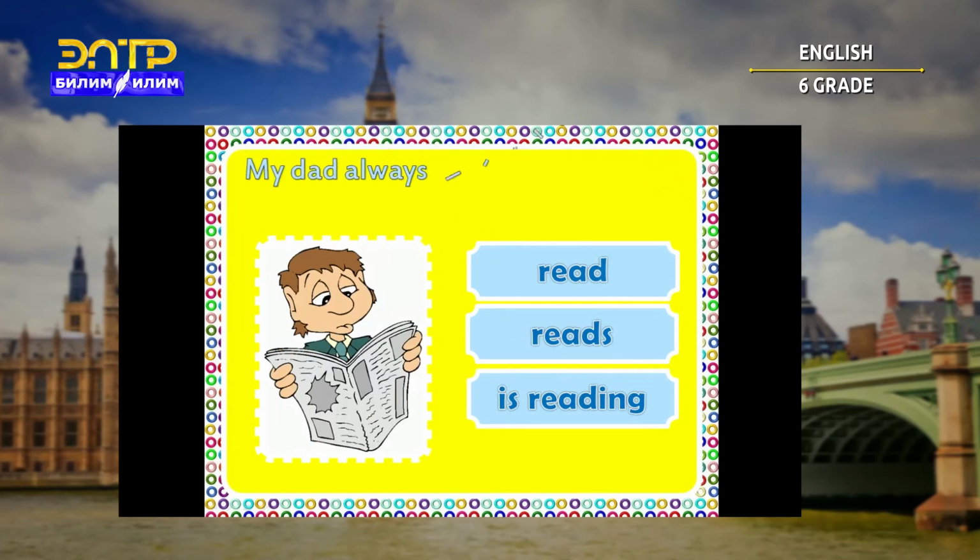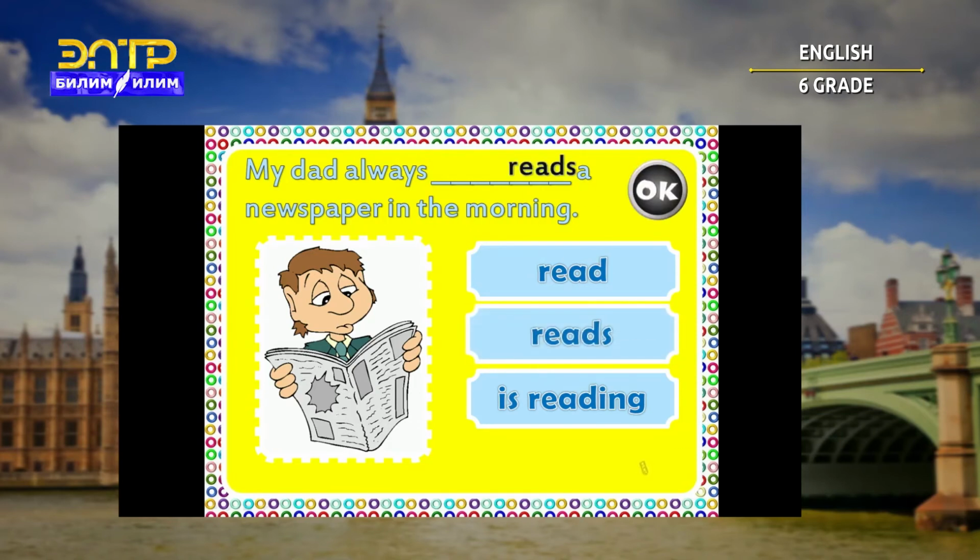Now, what about this sentence? My dad always reads, is reading a newspaper in the morning. We use the adverb of frequency always. So this is a repeated action. We should use present simple. My dad is he. We should use here verb with ending s or es. The correct sentence is: my dad always reads a newspaper in the morning.